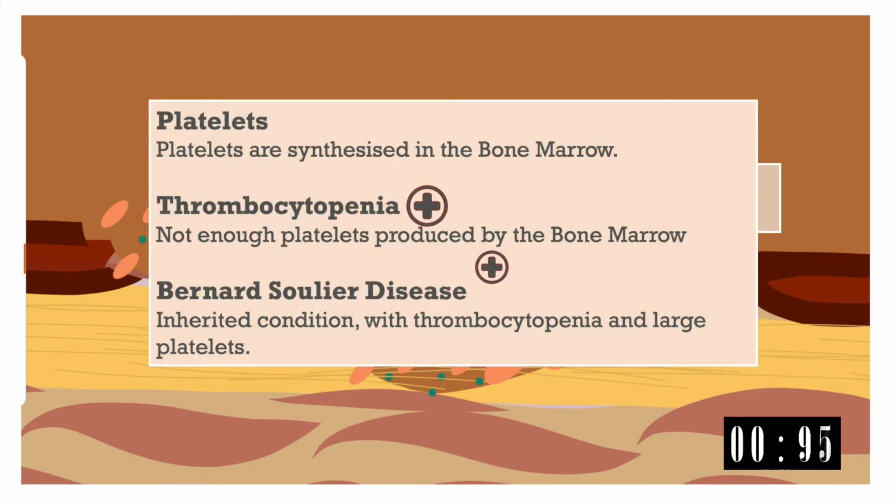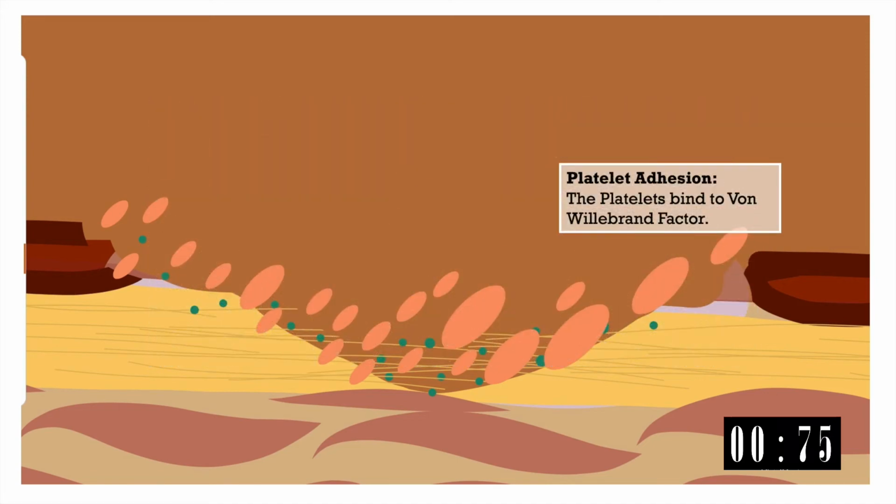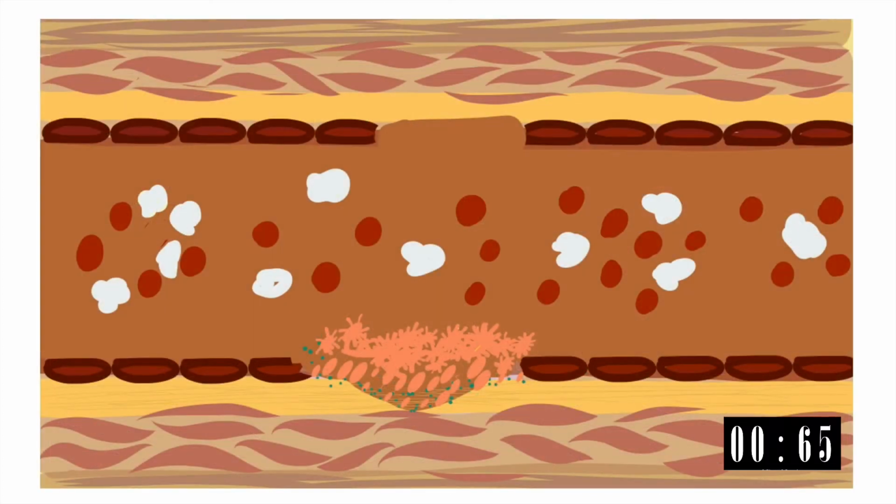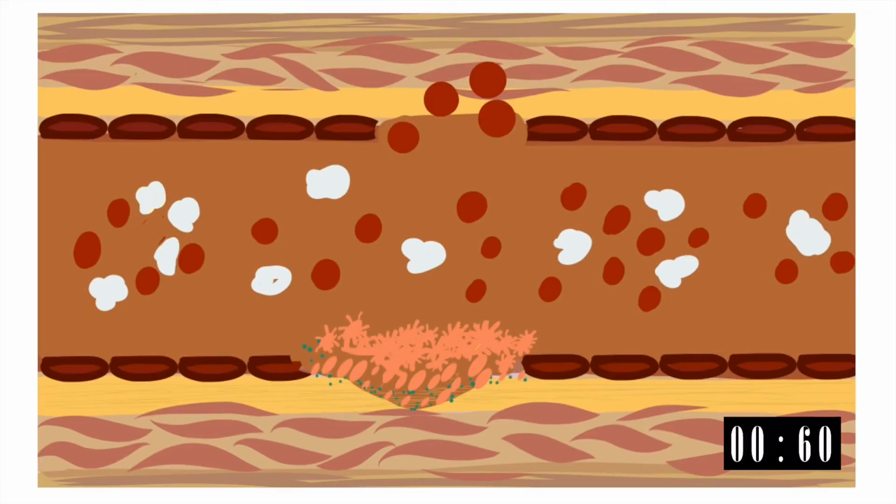Platelets are produced by the bone marrow, so you may get low platelets, or thrombocytopenia, for instance, when there is bone marrow failure. Bernard-Soulier disease is an example of an inherited condition where there are fewer but larger platelets. One could also have thrombotic thrombocytopenic purpura. It is when excessive platelet adhesion leads to thrombocytopenia. So when there's another injury, because of the lack of platelets, this leads to bleeding.